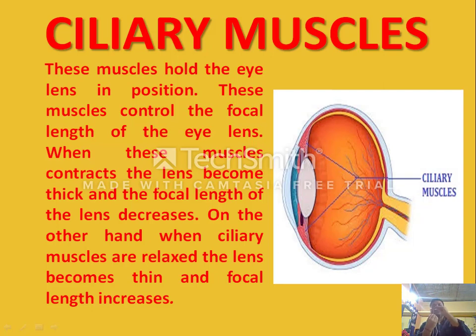look at the figure. If the ciliary muscle contracts, the lens will become thick. Thick means its bending will be more. If its bending is more, that means its curvature is more. If curvature is more, then the focal length will decrease. So this is how the focal length of the eye is adjusted by the action of the ciliary muscles.